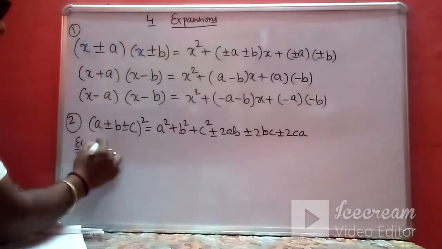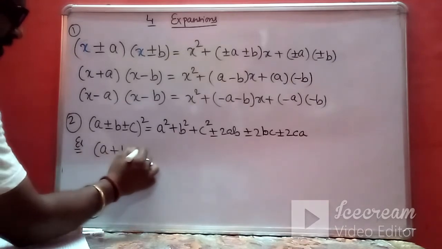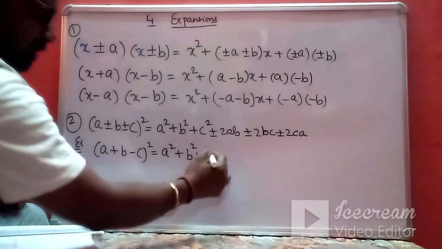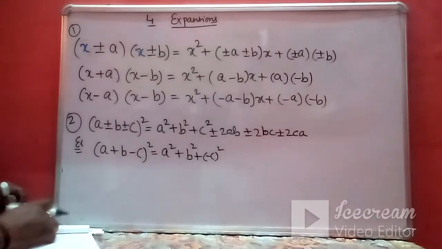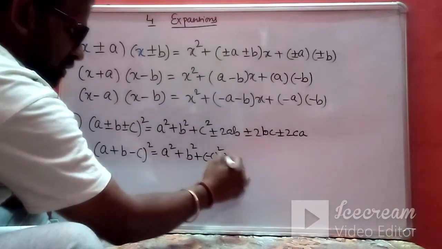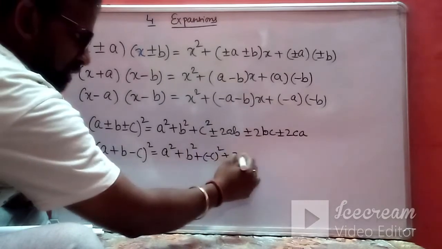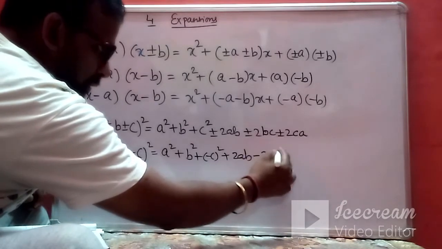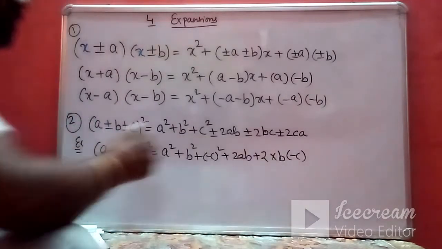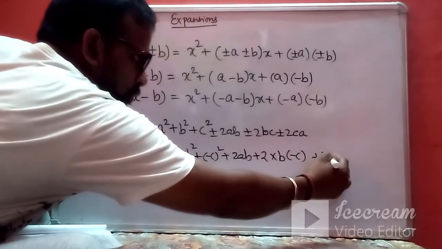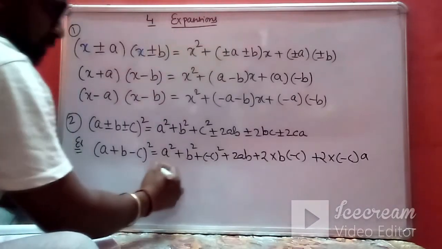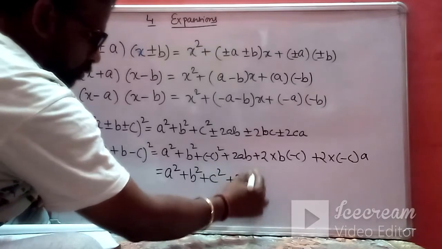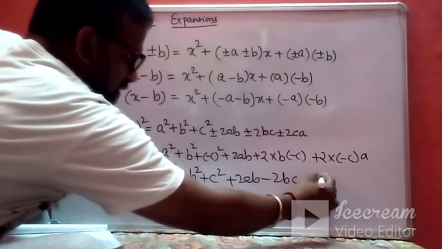For example, suppose I wish to calculate (a + b − c) whole square. Everything here will be positive, because minus c square will give you plus c square only. So these two are positive, so we take a positive sign. Now in this, one is positive, one is negative, so it becomes 2 into b into minus c. Then again 2 into minus c into a. So finally what you will get: a² + b² + c² + 2ab − 2bc − 2ac.